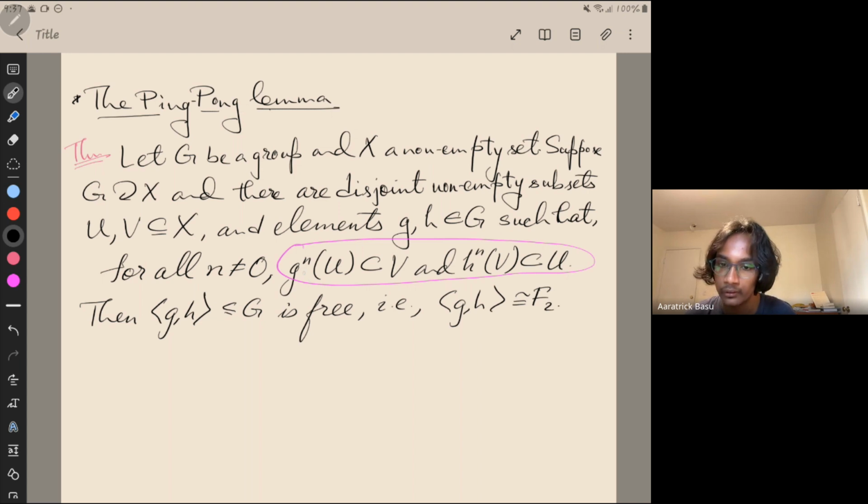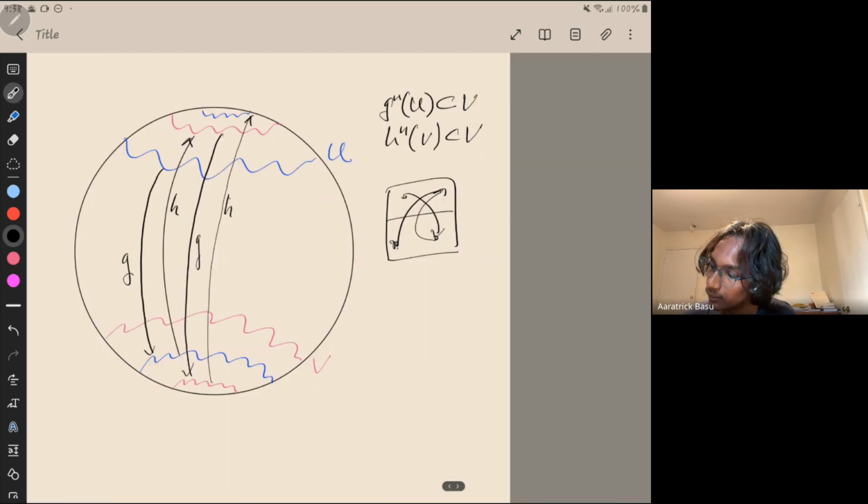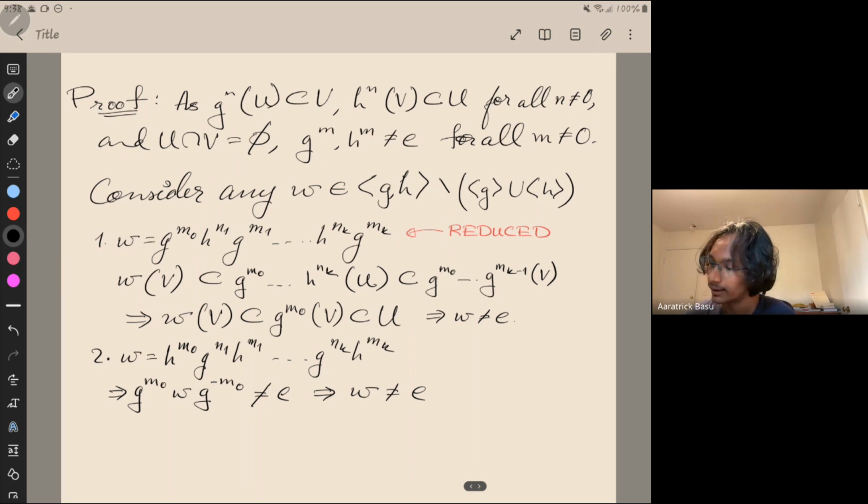By the way, it's not enough to just assume that G and H themselves push the respective sets to the respective sets. You have to assume it for all powers. Then the claim is that the subgroup generated by G and H is actually free on 2 generators, right? So let's do a proof. Like I said, the proof is sort of like, you do the obvious thing and it works.